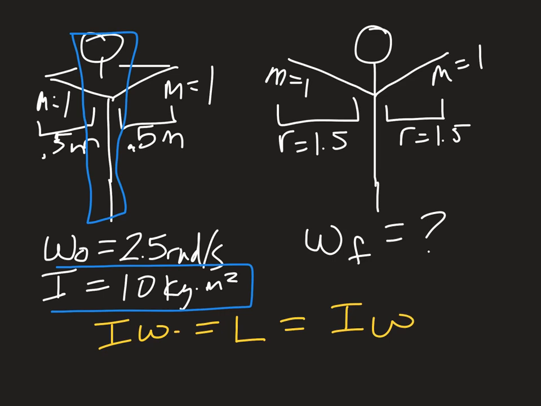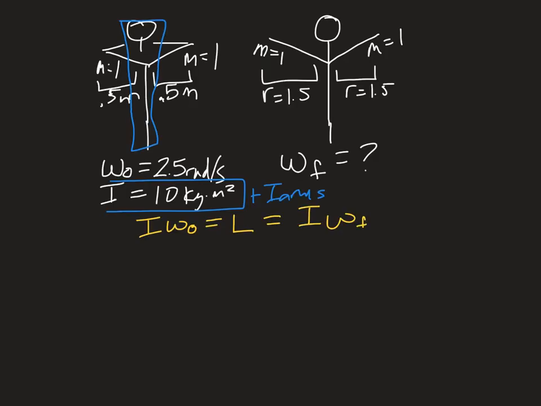So we know their initial angular velocity. We're trying to identify their final angular velocity. We need to get a better idea of their moment of inertia. And so their moment of inertia is going to be 10 plus whatever the moment of their arms are, which will be different from the beginning to the end. So how do we determine the moment of inertia of their arms?